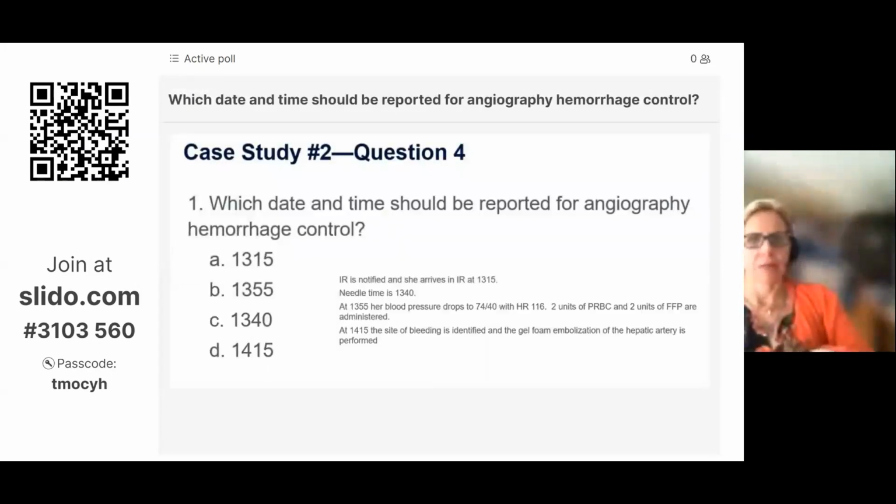And which date and time should be reported for angiography for hemorrhage control? I have some times on there to refresh your memory. The patient arrived in IR at 13:15. Needle time was 13:40. At 13:55, the blood pressure dropped and they got their blood. And at 14:15, the site of bleeding was identified and they got the gel foam in there. Review your definition if you need to. I highlighted this earlier on my slide. Hint, hint, hint.